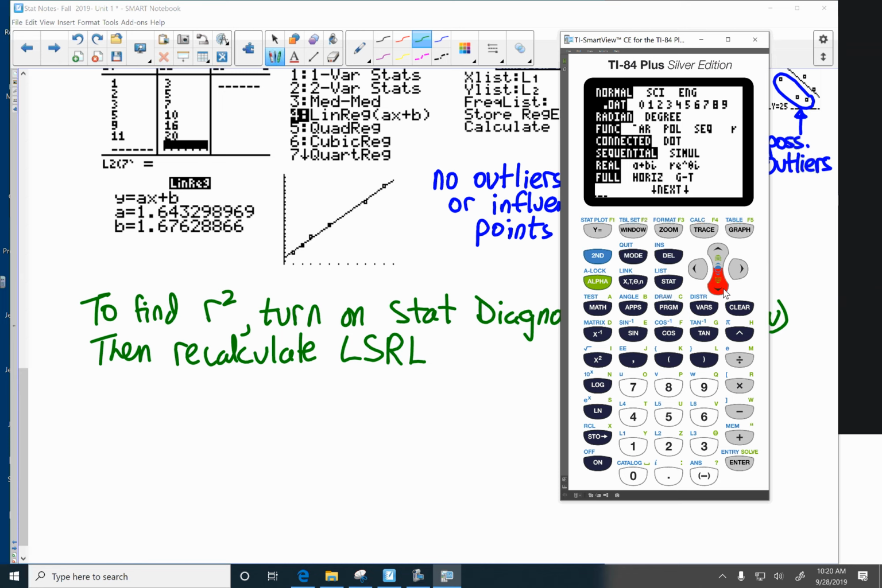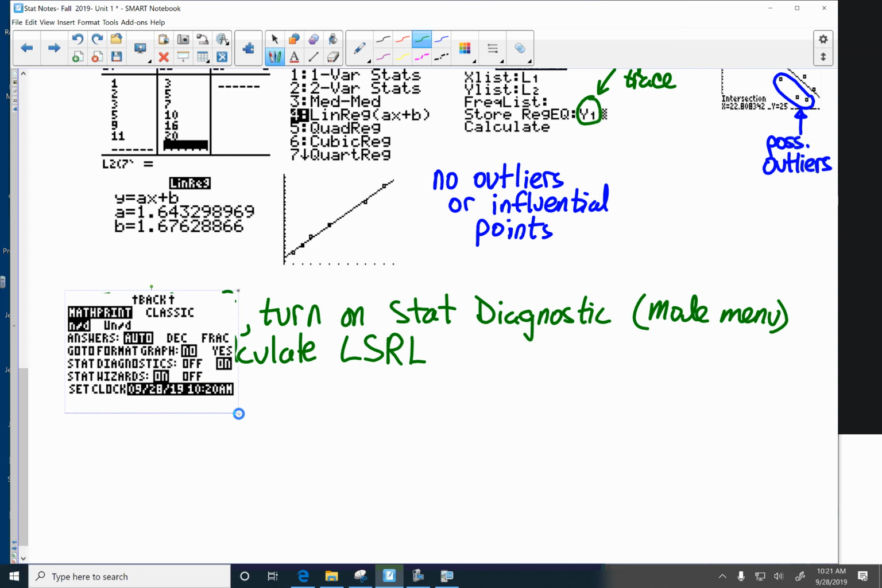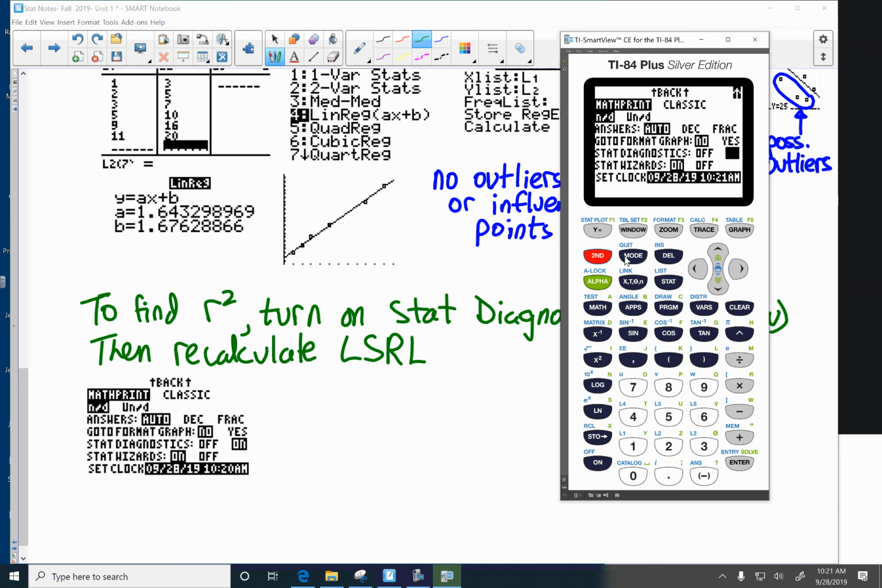Scroll down in your mode menu, and you'll see an option that says Stat Diagnostics. For whatever reason, the default is off. It should be on. So hit the right arrow to on, and then hit Enter. Then we can quit out of here, second mode. You'll never have to do that again. Just don't reset your calculator and you're fine. If you end up resetting your calculator, you'll have to do it again.